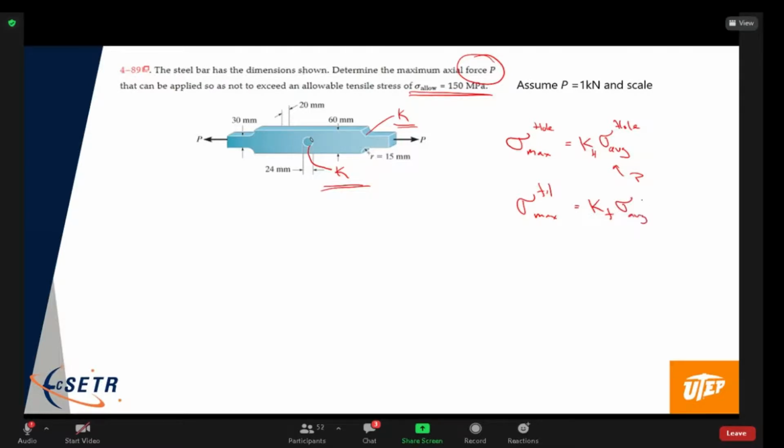The average stress at that fillet, which again is going to be a function of P. So this has to be less than or equal to the allowable, and this has to be less than or equal to the allowable. Right? So that could be one way we could choose to do this.